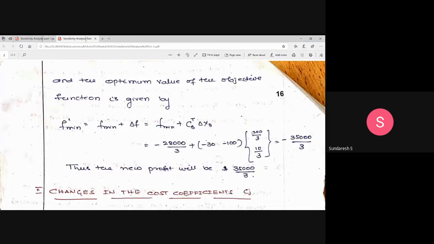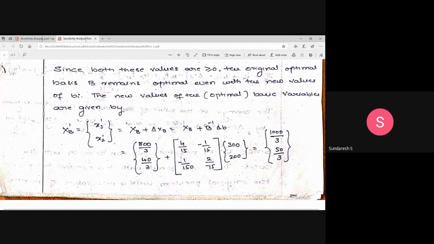Beta will not come there. So this becomes our problem as usual. And let's go to the next problem.